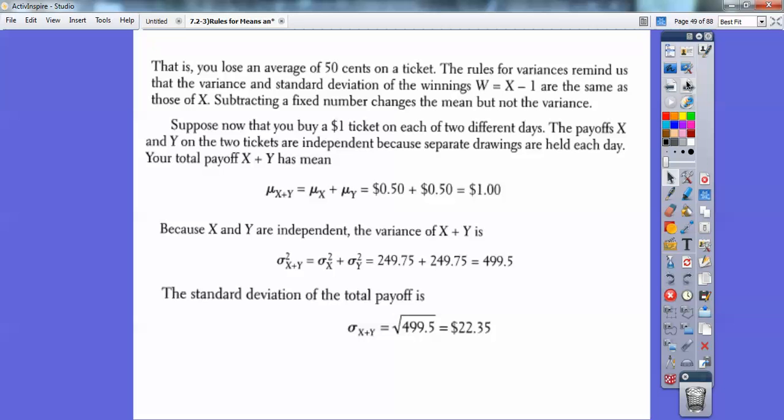Because X and Y are independent, the variance of X plus Y is just the sum of the variances from that formula that we just did. It doesn't have the correlation term because they're independent of each other. The variances we just calculated were $249.75 plus $249.75, and you get almost $500. So the standard deviation would be the square root of that, which is 22.3.